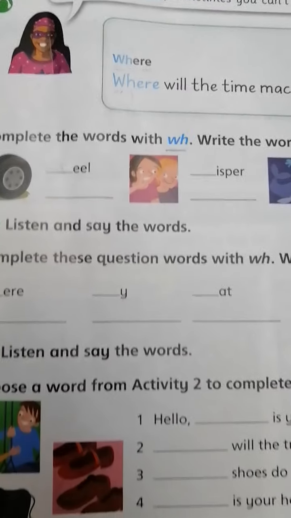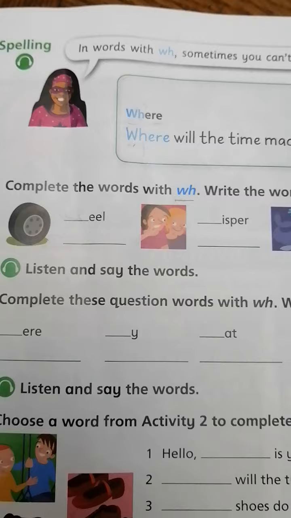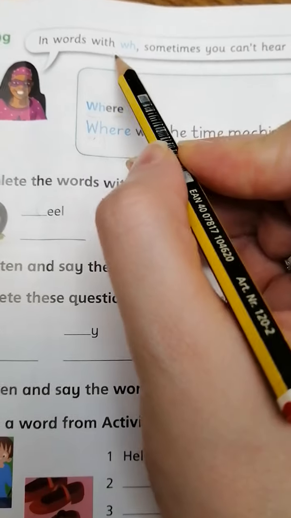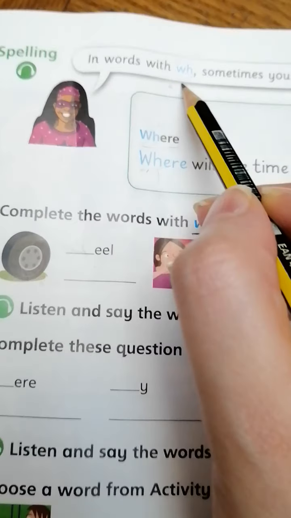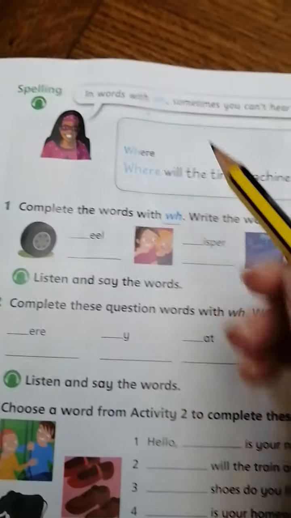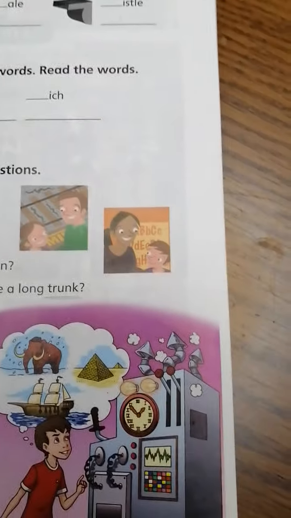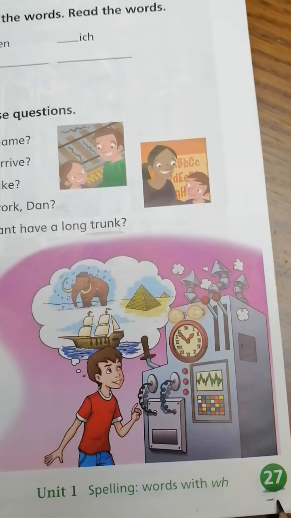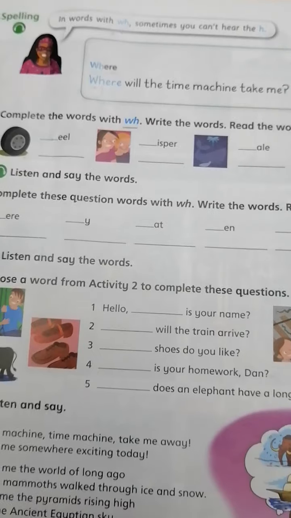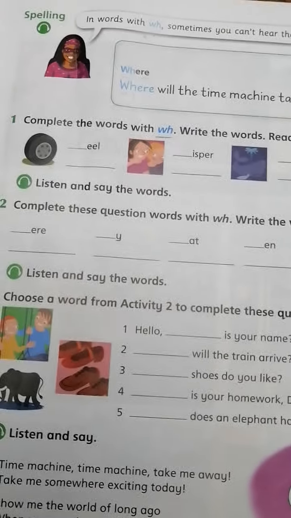Today, our lesson is about words with the letters W and H. So, please open your book, page 27, and pay attention with me to start our lecture.